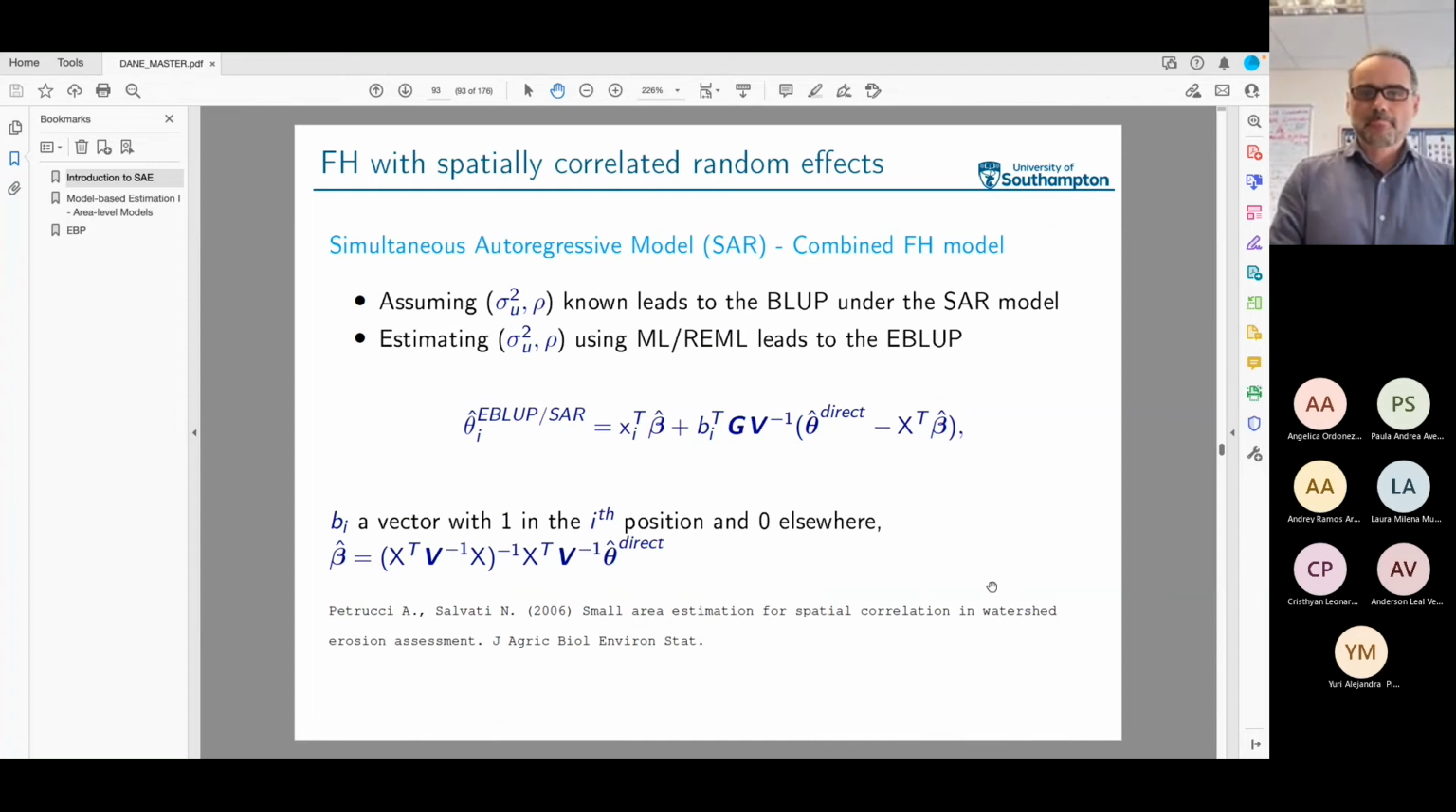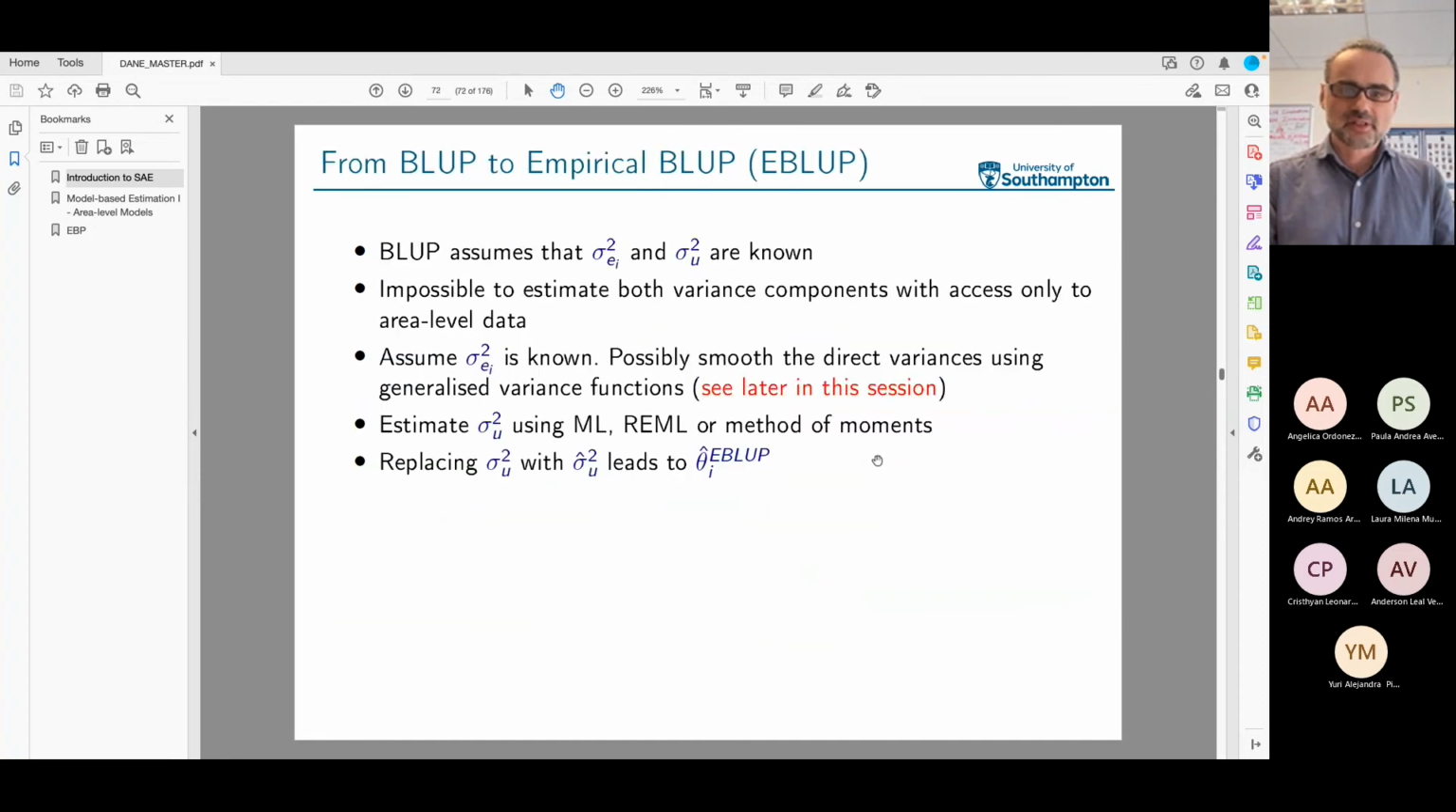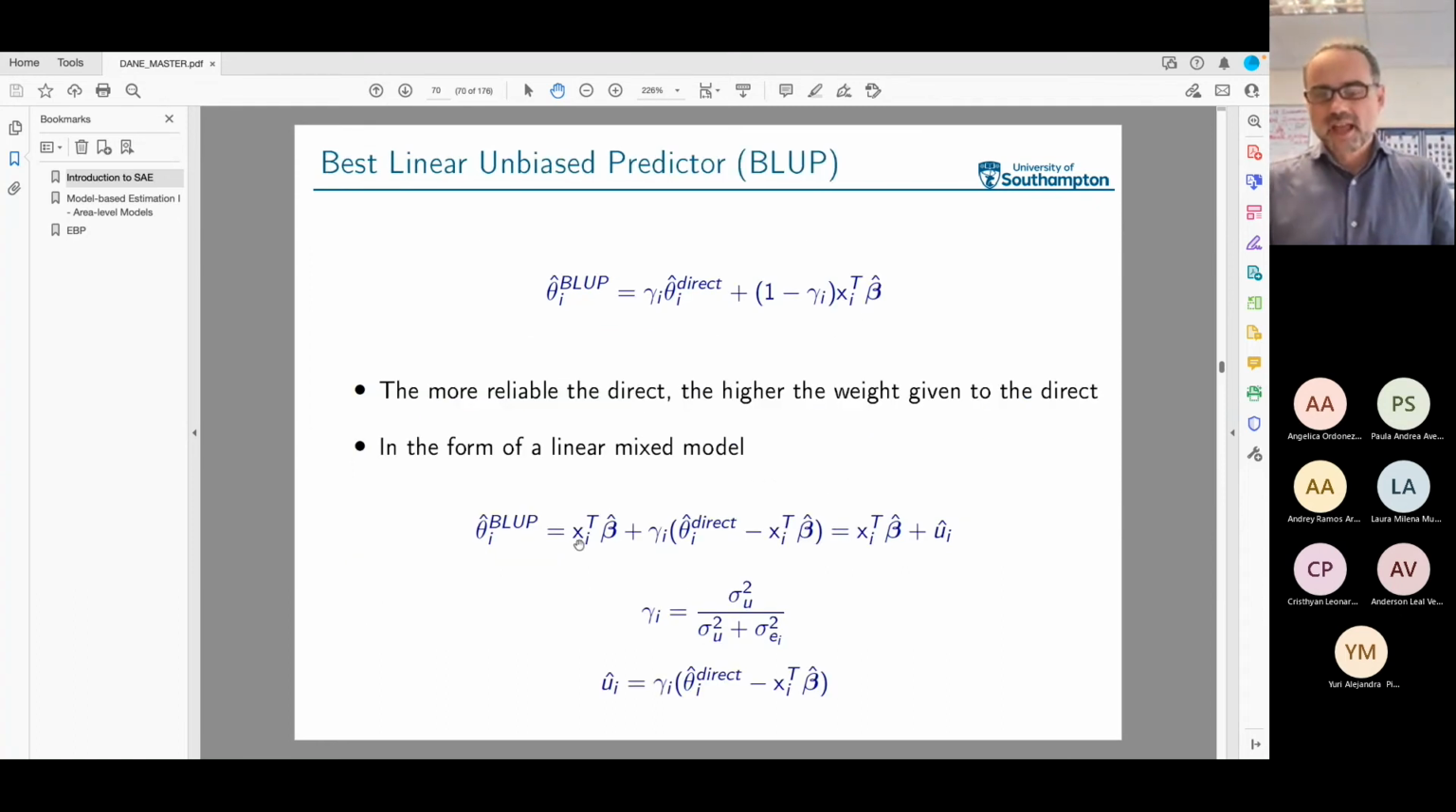Under this model, assuming that sigma squared u and rho are known will lead to a best linear unbiased predictor under the SAR model, and estimating these two parameters will lead to an empirical best linear unbiased predictor. Under the SAR model, the EBLUPs are estimated using this expression here. So theta hat i EBLUP under this model will have this form, and you'll see this form is not very different from the form we had before. Remember the EBLUP under the standard Fay-Herriot model, if I go back to my expression for a moment: the BLUP and the EBLUP effectively are basically x i transpose beta hat plus gamma i times this residual here.